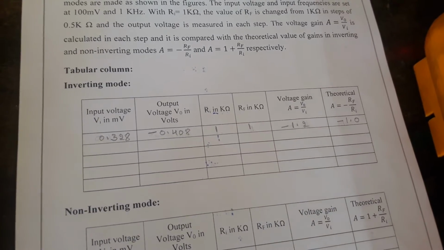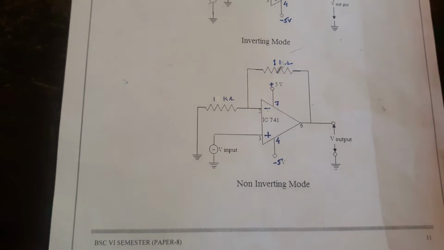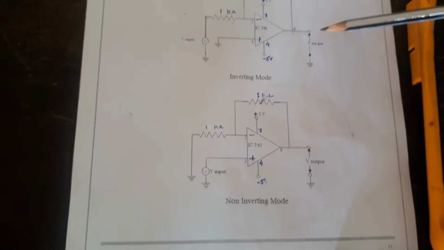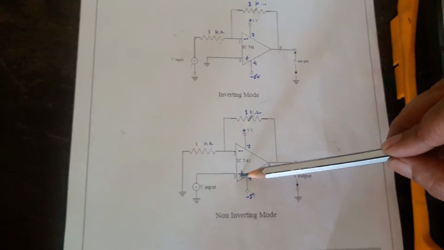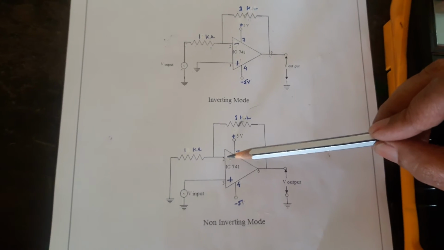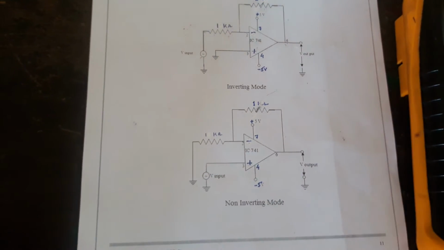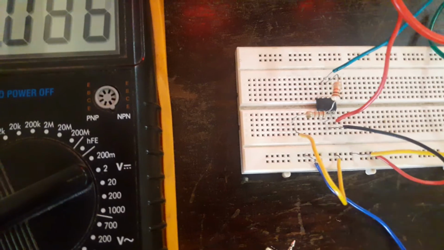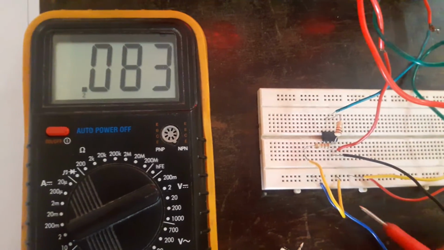Now I will explain the non-inverting mode. Non-inverting mode connections are just similar to this one. The only difference is the input source is now given to pin number 3 and the input resistance should be grounded here. So I have interchanged the connection in my breadboard. Okay. Now in the same procedure we have to take the readings, both input and output.